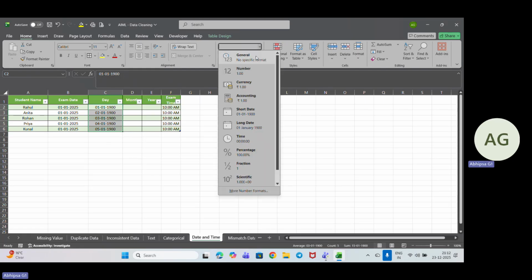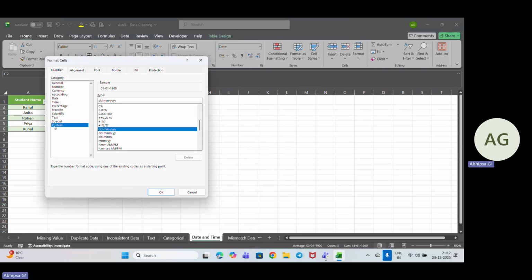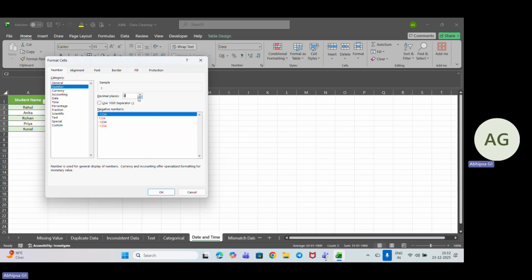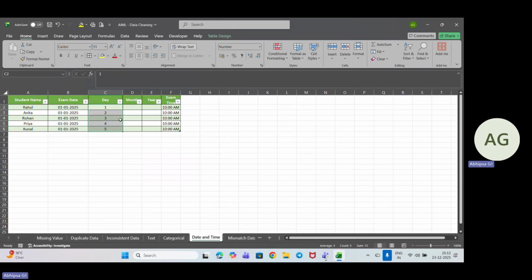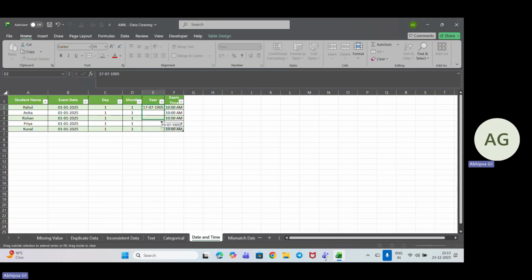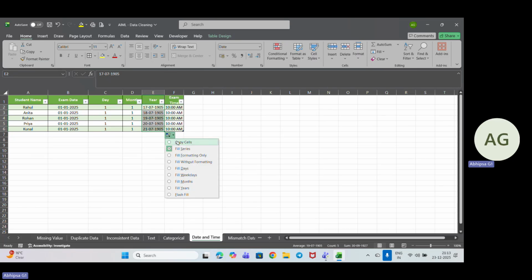Let's take it from here, more numbers, custom. I want numbers like this. So I want it the same, copy cells, right? So now this is the day I have got. Now about the month, this would be exactly the same, Control C, Control V, because the month we have talked about is January. So it has taken it accordingly, and this would be 2025, right? So we'll take it and just copy the cells.